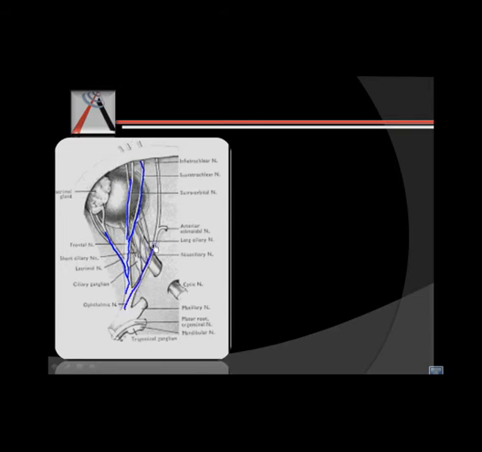This is the nasociliary nerve. The nasociliary nerve gives off the long ciliary nerves that pass through the ciliary ganglion here. It also gives the ethmoidal nerves. Its cutaneous branch is the infratrochlear nerve.